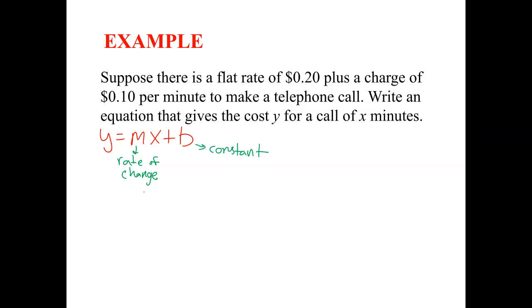Why is it rate of change? Because it's per minute. Suppose there is a flat rate of 20 cents. That's never changing. That's constant. It is a flat rate of 20 cents. That is constant. Okay, plus a charge of 10 cents per minute. The longer you talk, the more expensive it is. So that is our rate of change.